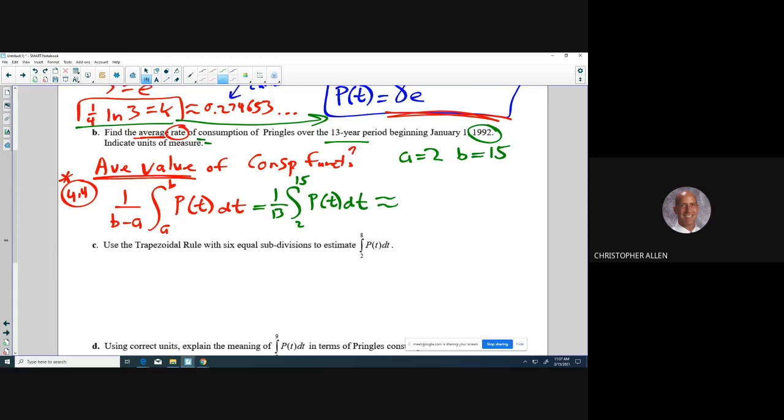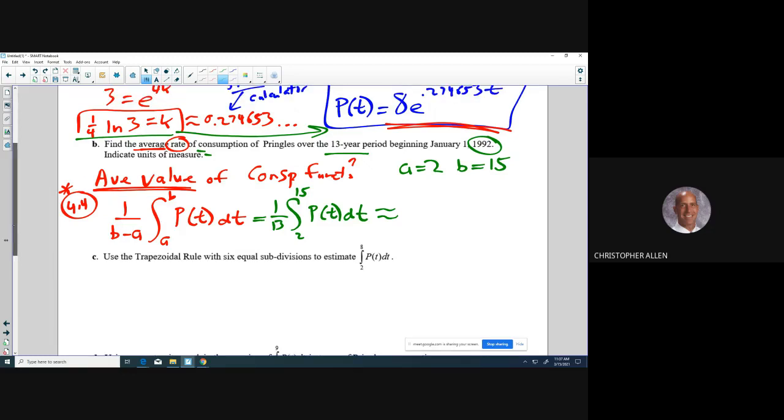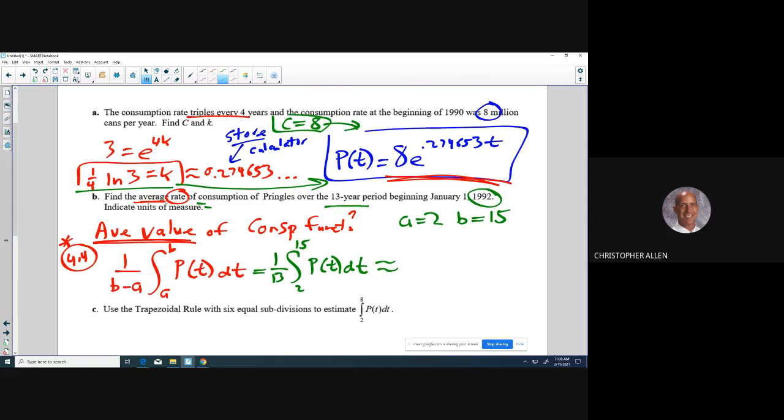Please don't just pretend like you're doing this. Would you actually do it? I've done all the work for you. Here's our function, right here in blue. Integrate with this formula. Don't forget the 1/13 in the front. See what decimal you get when you plug it in your calculator. Let's make sure you know how to use your calculator to do integration.